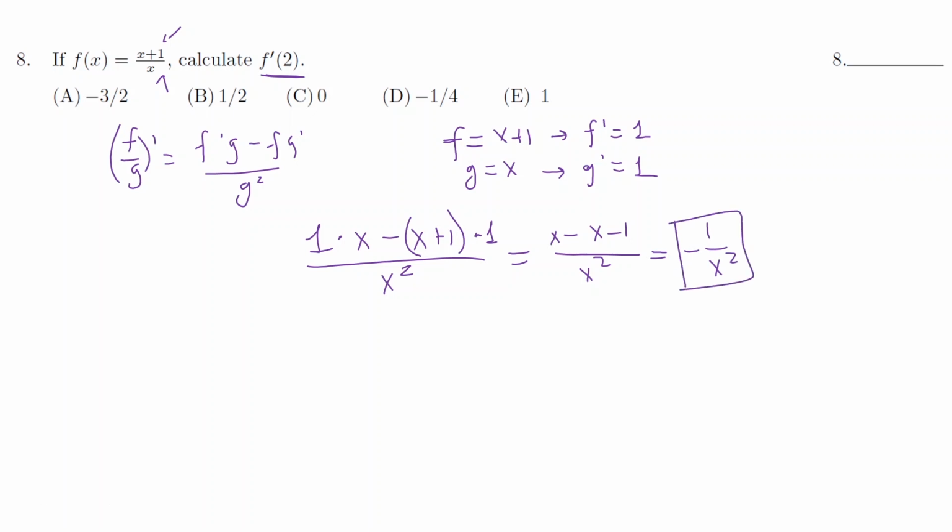We're not done because we have to plug in to get f prime of 2. So f prime of 2, I just plug in 2 for x, so it's minus 1 over 2 squared, which is negative 1 quarter. D. So this was the first way of solving this specific problem, where we had to use the quotient rule. But there is yet another, potentially easier way to solve this problem.